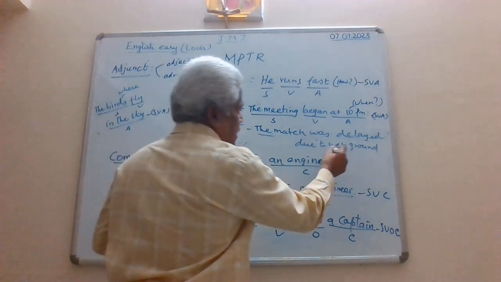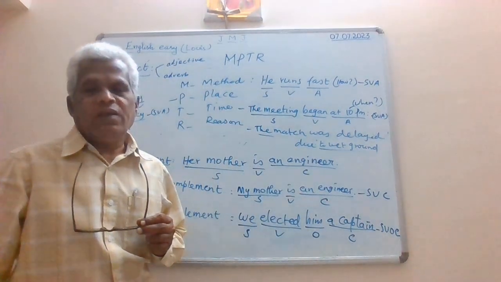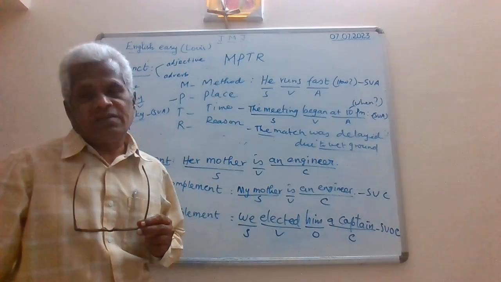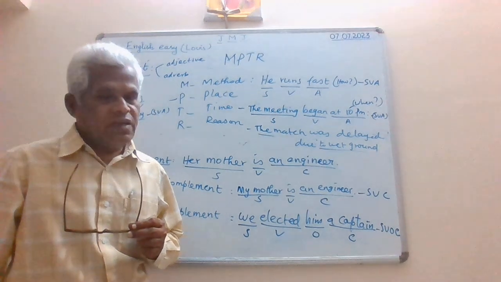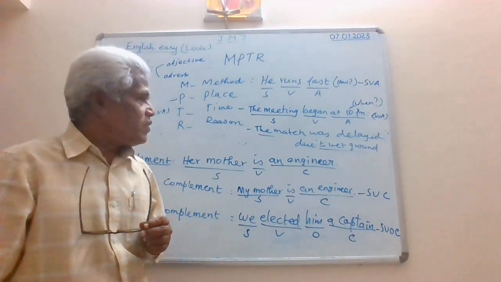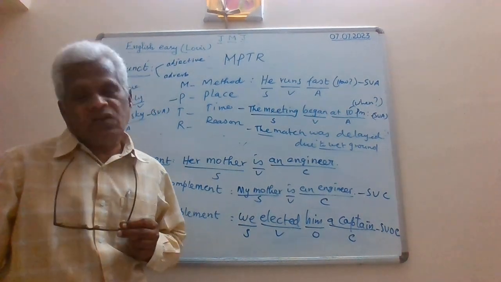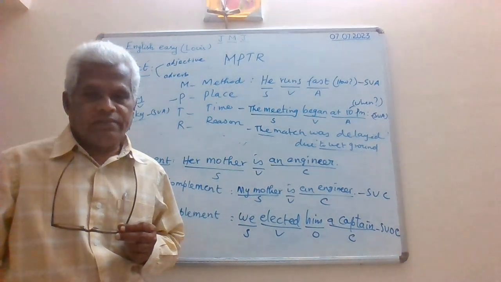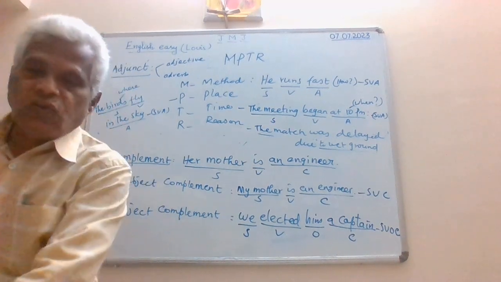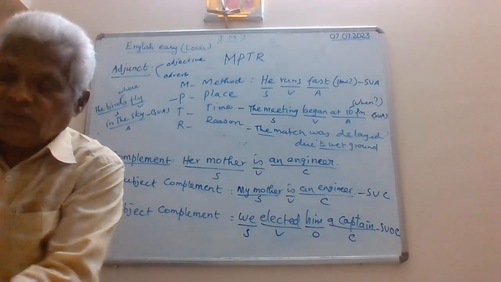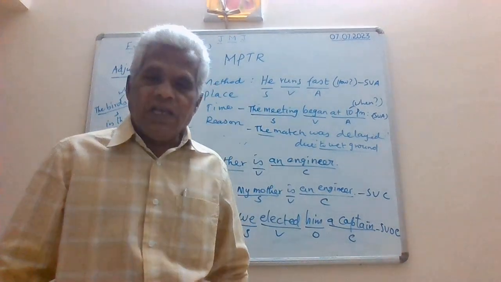See, the wet ground, of course, it will tell you why was the match delayed. It will answer the question why. It will tell you the reason. Therefore, the match is your subject, was delayed is your verb, due to wet ground is your adjunct there. Why? So this is an adjunct there. Okay. So I hope it is very clear now for you what are sentence patterns.